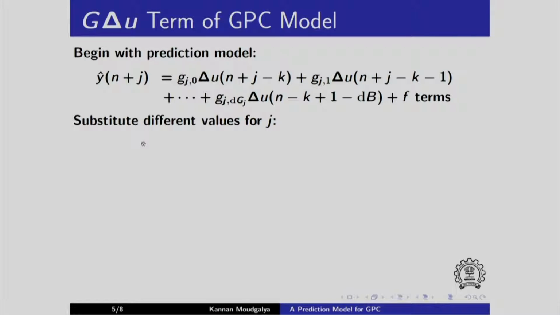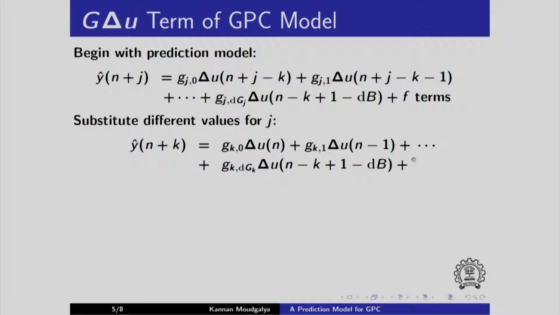Let us substitute different values for j. For j equals k, it becomes n plus k. So here it is Gk0, and when I substitute j equals k, it cancels this k, so you get delta u of n, then n minus 1 and so on all the way up to a term of this type. You can verify that this expression is indeed correct, plus F terms. I have not included that here.